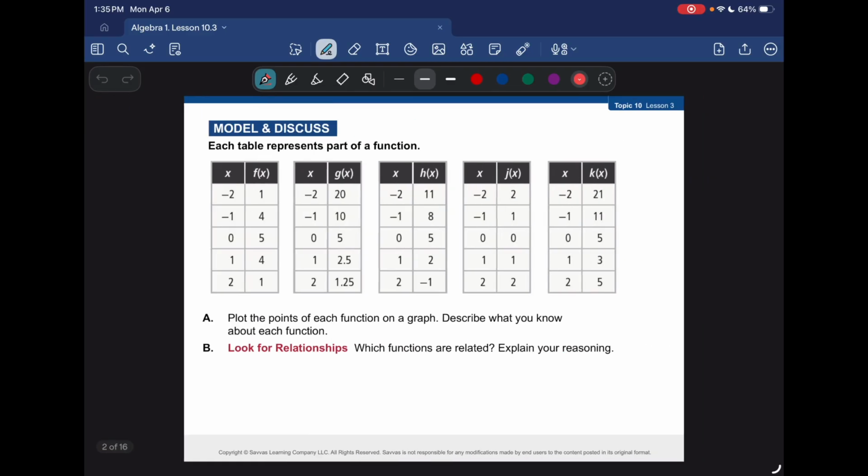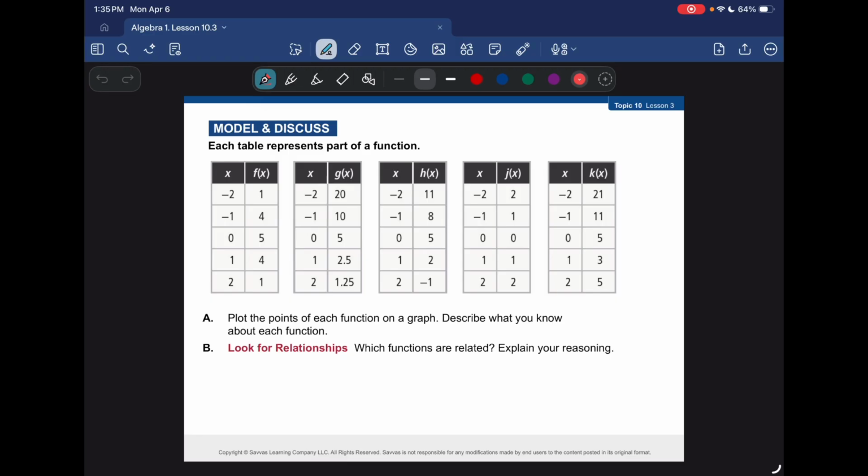So here's the model and discuss, and we have a table of 5 different functions. We can plot these points using our graphing calculator, inputting the data into list 1 and list 2. We can also just analyze the data to get the general shape of the graph by looking at the outputs and any patterns we might notice.